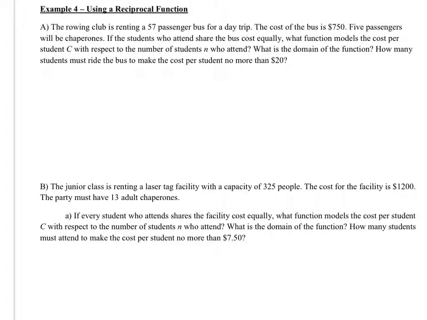57-passenger bus for a day trip. It costs $750. 5 of the people will be chaperones. The students attending share the bus costs. What function models the cost? So we have C of students, and they're $750, and we have to divide it by how many number of students we have. So students, not the actual total people riding the bus.